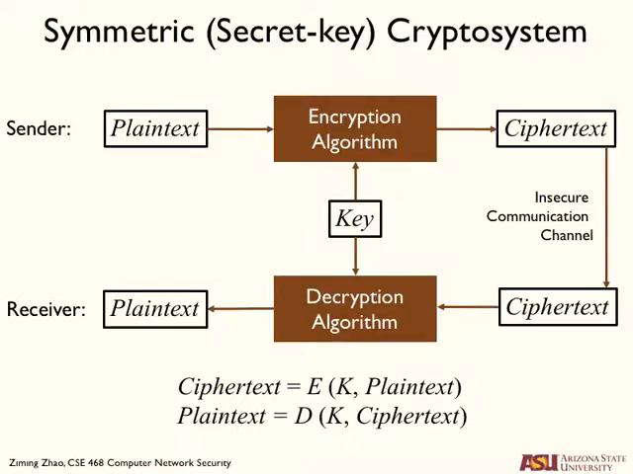If we represent this in math, we can say the ciphertext is assigned to the encryption with the key and the plain text as input. And the plain text is just a decryption using the key and the ciphertext.